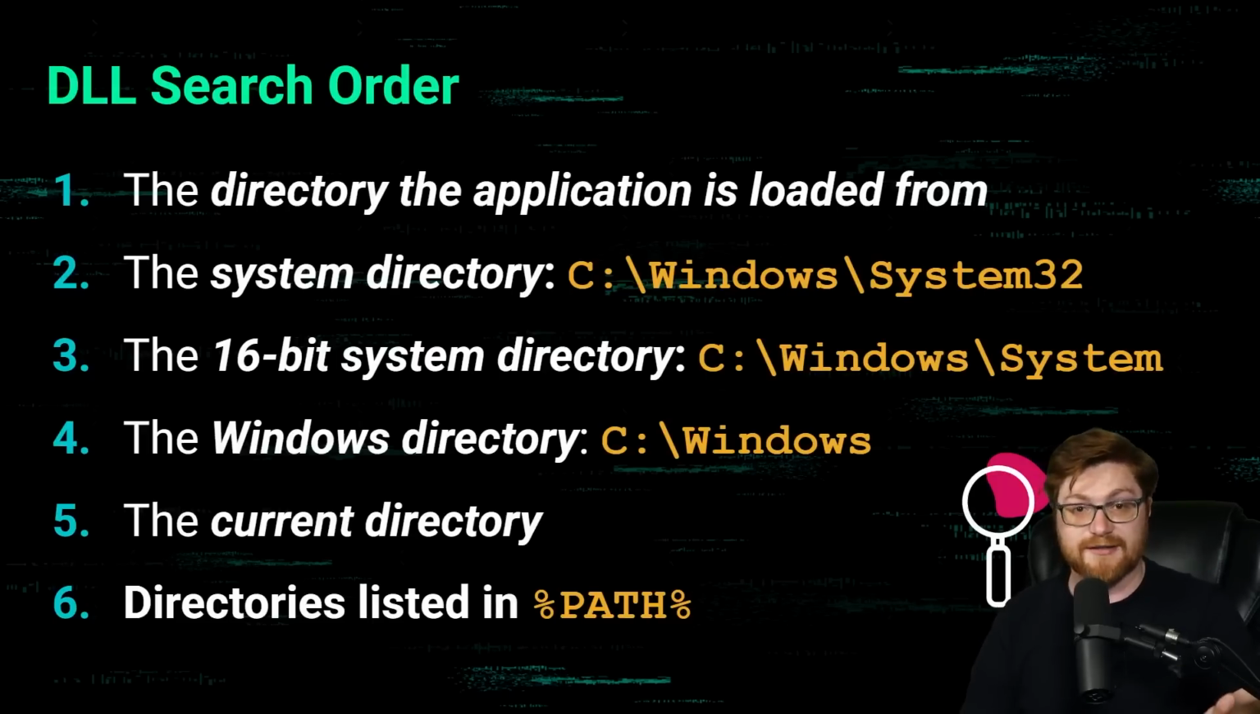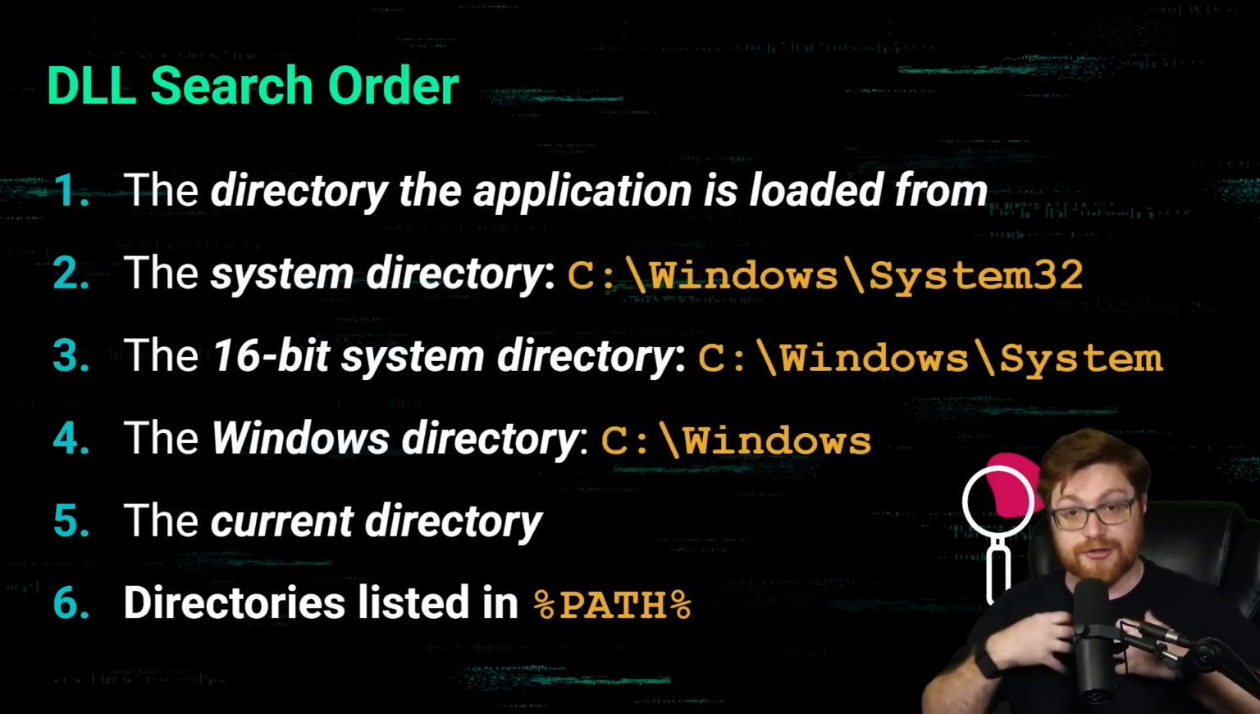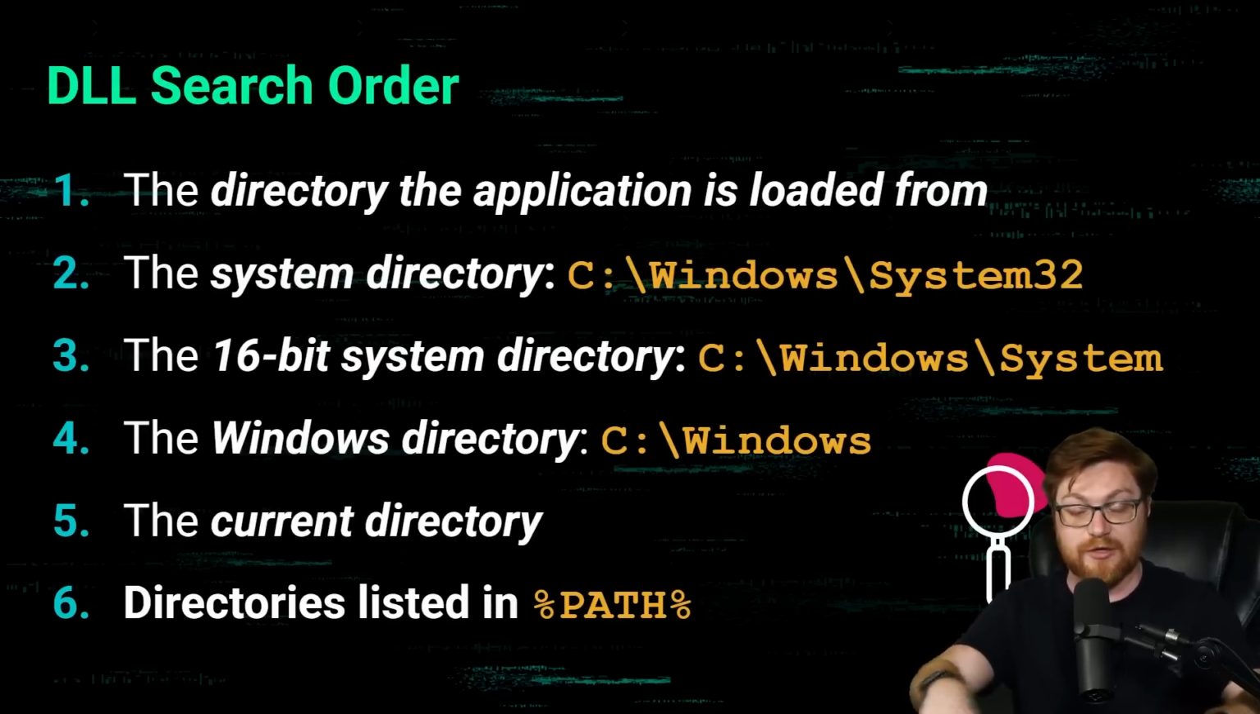If it doesn't find any DLLs there, it'll look in the 16-bit system directory, and then the Windows directory, and eventually the current directory. If it doesn't get anything there, it starts to look through your path environment variables, all the locations where you say programs normally run out of.